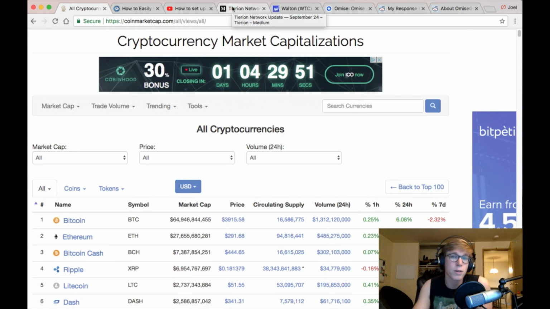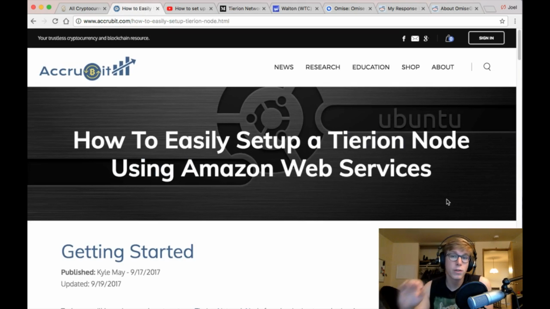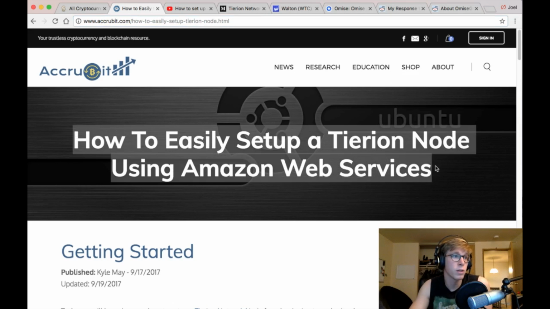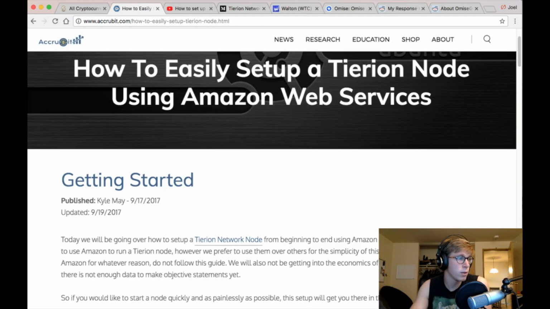So the first thing I want to talk about is the Tierion node update. And before I do that, I want to go through with you guys how you can actually set up your node and what resources you can use to do that, because I've seen a lot of confusion about how to actually set up the node. So the first resource that I would recommend is this article that I'll put a link to in the description, but it basically walks you through how to set your node up using Amazon Web Services, Amazon Lightsail, I think it's called. Yeah, Lightsail.